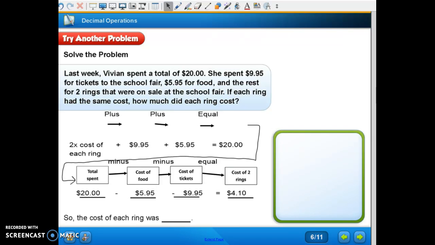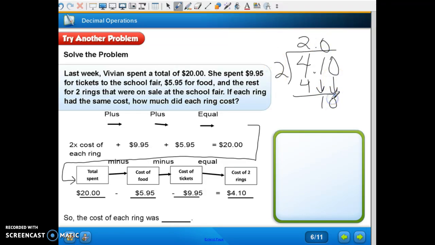So the only thing you have left to do is what? Divide your $4.10 by what? How many rings are there? 2. Most of you could probably do this in your head. So the cost of each ring is $2.05.